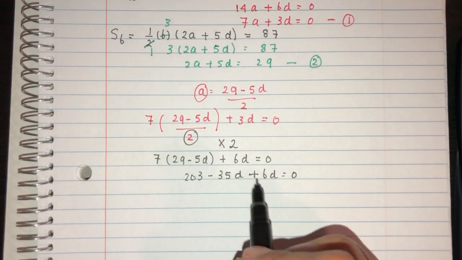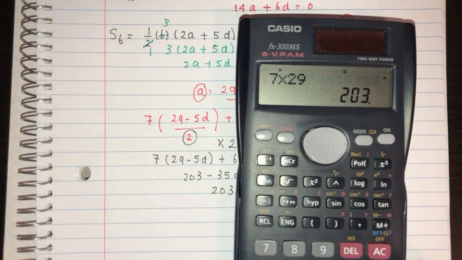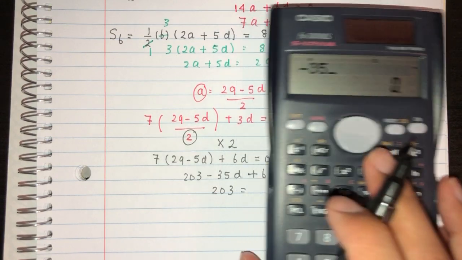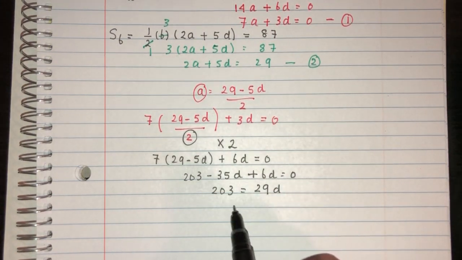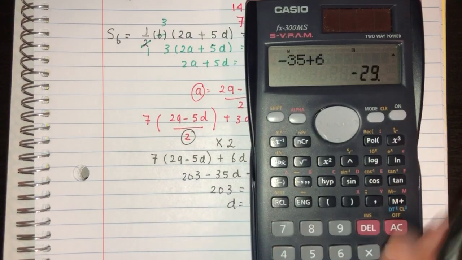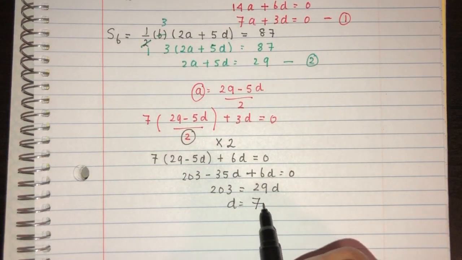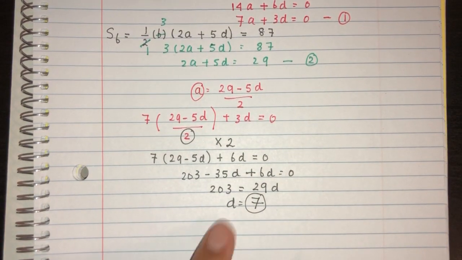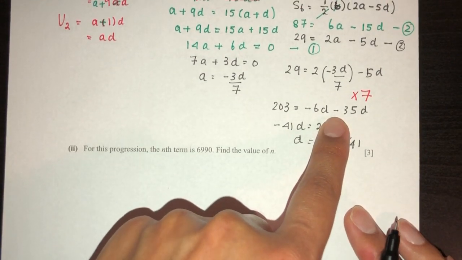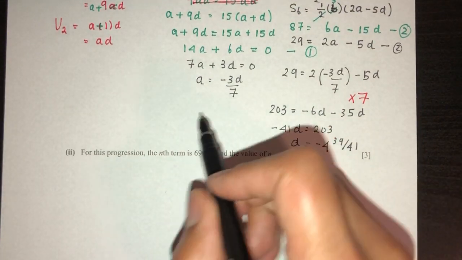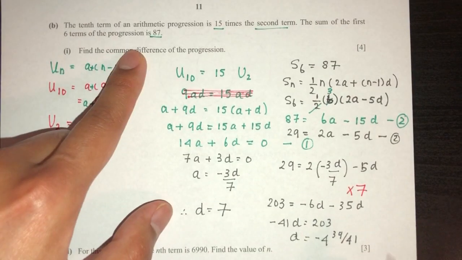So if we simplify, we send this one over here, you will have 203 equal to 35 minus 6. That will be 29d. So d will be 203 divided by 29, that should be 7. Okay, so that is your correct value. 7 should be your common difference in this equation. So I think I made a mistake about the sign somewhere around here. So basically, d should be 7 for the common difference.